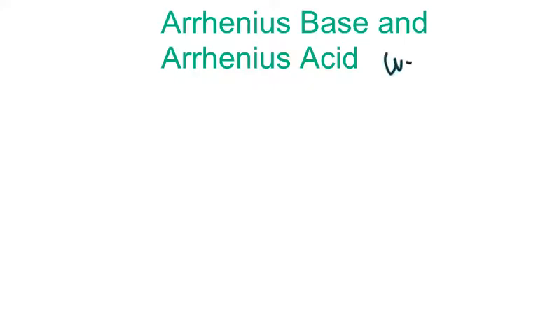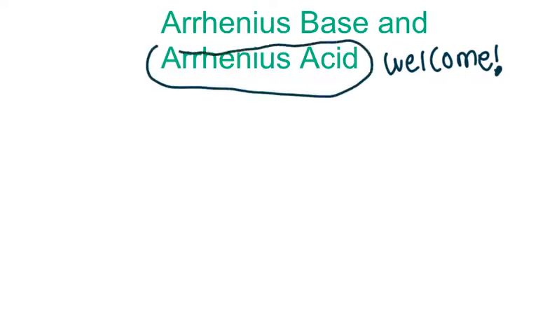Alright guys, welcome back to Underground Science, and in this video we'll go over the basic overview of an Arrhenius base and an Arrhenius acid. Pretty much our Arrhenius base is any base that gives rise to hydroxyl groups in solution. And an Arrhenius acid is any acid that gives rise to hydrogen cations or hydronium cations in a solution.